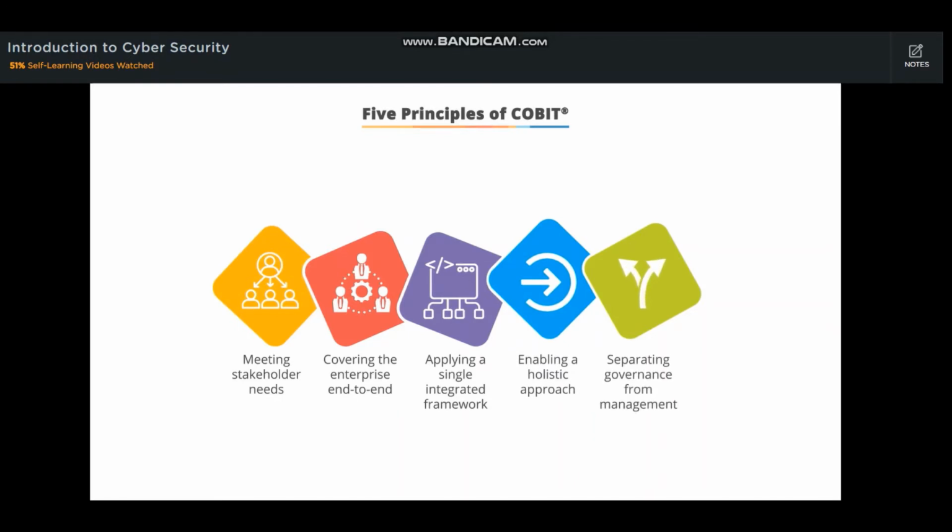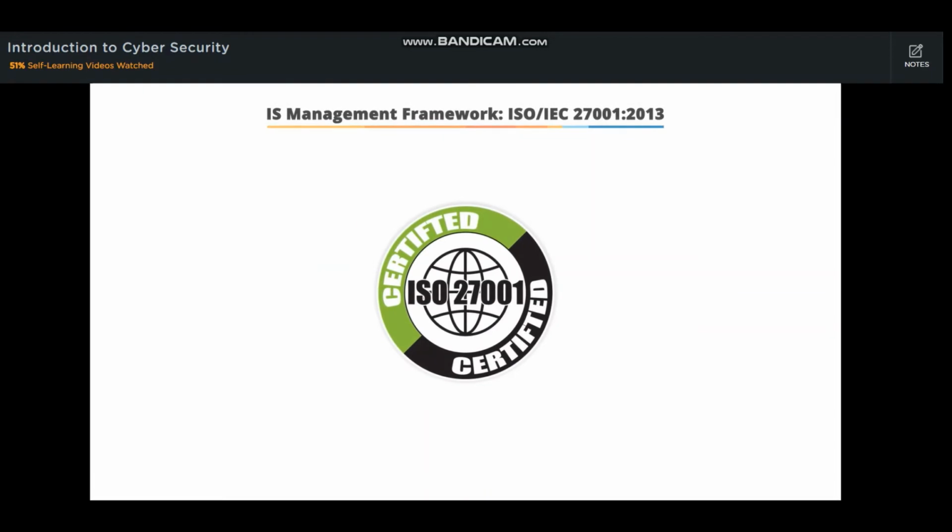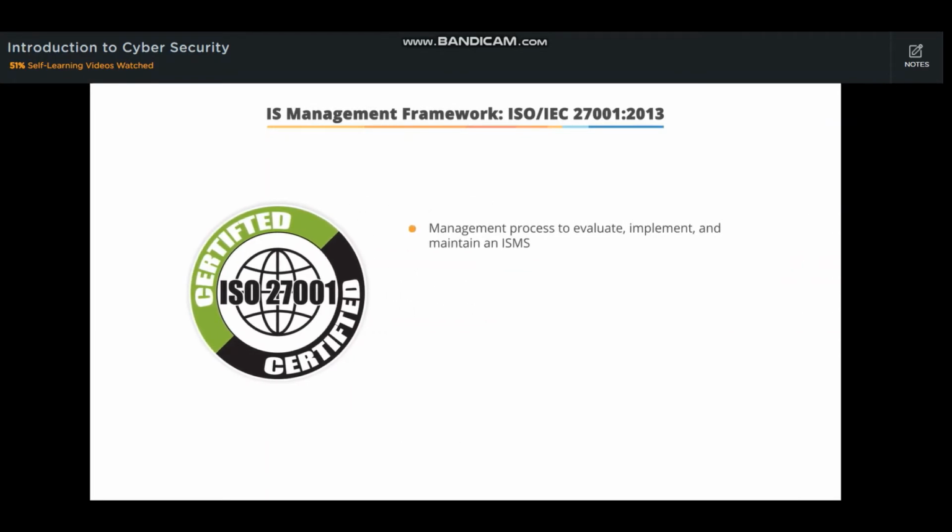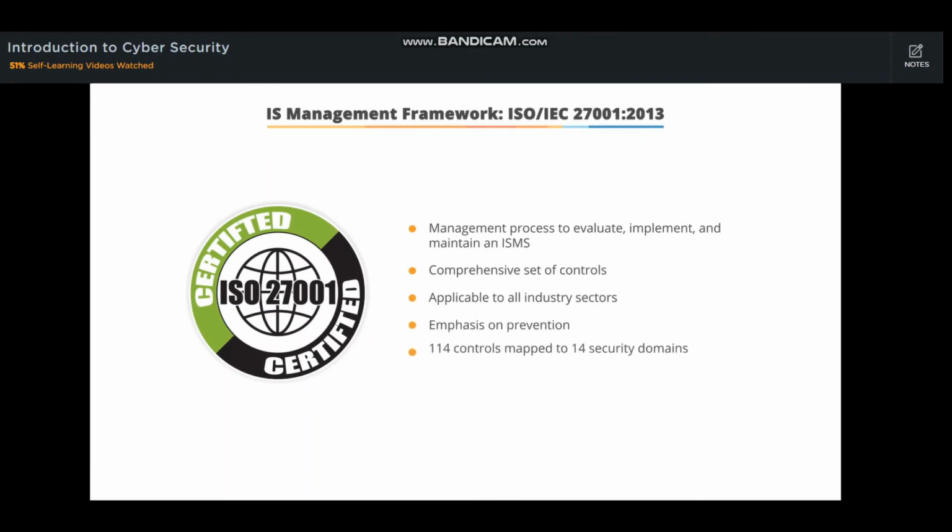ISO/IEC 27001 is the internationally recognized structured methodology dedicated to information security, a management process to evaluate, implement, and maintain an information security management system, a comprehensive set of controls comprised of best practices in information security. It's applicable to all industry sectors. Its emphasis is on prevention, and it has 114 controls mapped to 14 different security domains.